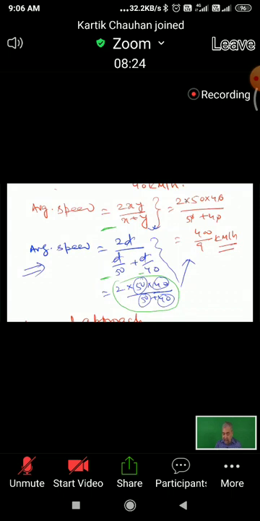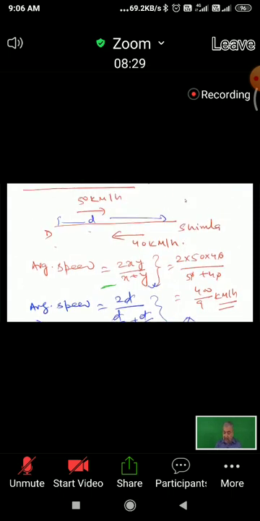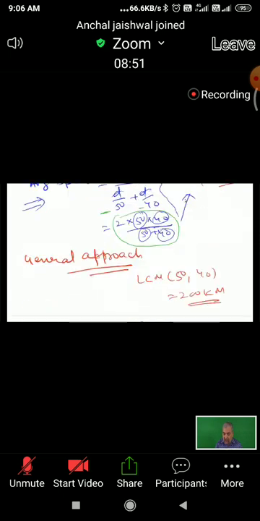But I have told you that if there is a slight change in the information, suppose while returning from Simla, the person travels half of the distance with 40 km per hour and the remaining half of the distance with 60 km per hour, in that situation this formula will fail. So there must be some general approach to solve any question. So I have discussed the general approach.